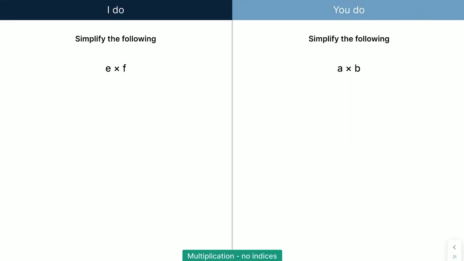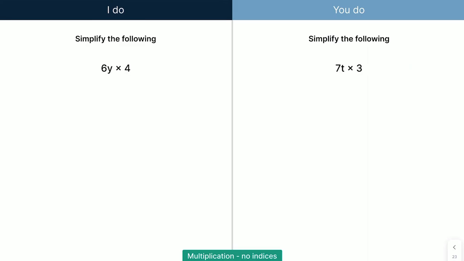Now moving on. So this e times f, that just becomes ef. Okay, so that's how you do that. And again, with this one, that just becomes ab. Now with this one, that just becomes 3f. And with this one, it just becomes 9r. Now you can write it as r9, but it's convention to write the number first and then the letter.